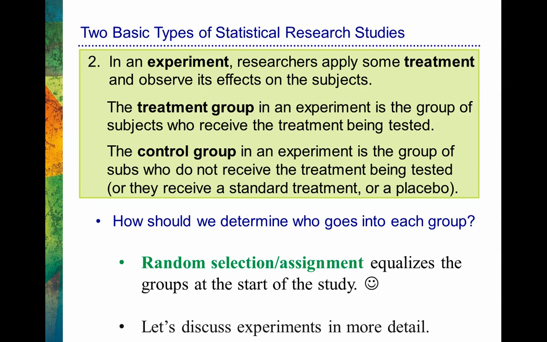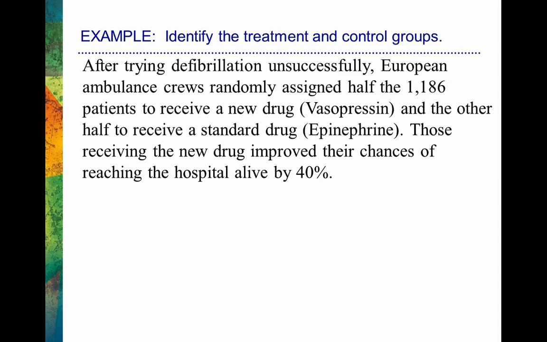Let's discuss experiments in a little bit more detail so you can better appreciate it. So let's first just make sure we understand the key terminology. So let's identify the treatment and control groups in this particular study. This is a really pretty neat study. It was not done in America. This type of study is typically not the type of study that would get approval in our country.